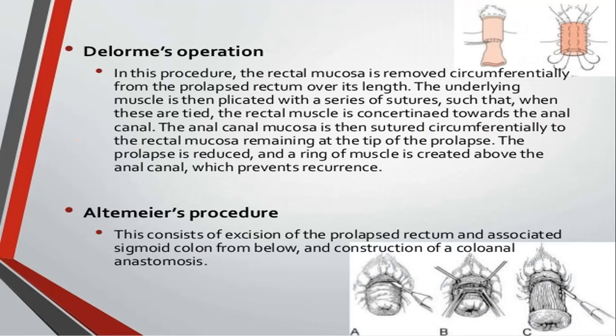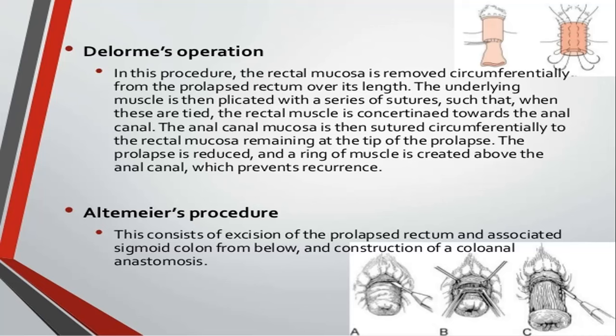Delorme's operation: in this procedure, the rectal mucosa is removed circumferentially from the prolapsed rectum over its length. The underlying muscle is then plicated with a series of sutures, such that when these are tied, the rectal muscles concentrate toward the anal canal. The anal canal mucosa is then sutured circumferentially to the rectal mucosa remaining at the tip of the prolapse. The prolapse is reduced and a ring of muscle is created above the anal canal, which prevents recurrence.